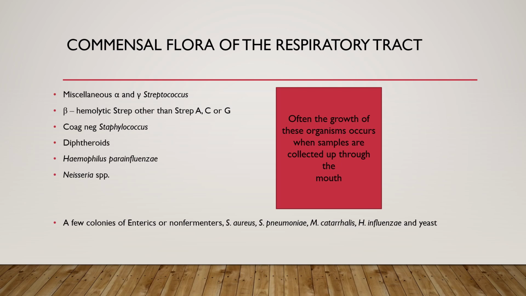Neisseria sicca. There can be a colony or two of enterics or non-fermenters in the upper respiratory tract, and that's due to reflux. Most of the enterics and non-fermenters live in the gut, and so they should actually stay in the gut and not come up into the respiratory tract. A colony or two of Staph aureus, Strep pneumo, Moraxella catarrhalis, and Haemophilus influenzae, and even yeast can be normal if there's a bunch of normal flora. If there's a lot of Staph aureus or a lot of Strep pneumo, etc., then that's going to be a problem.